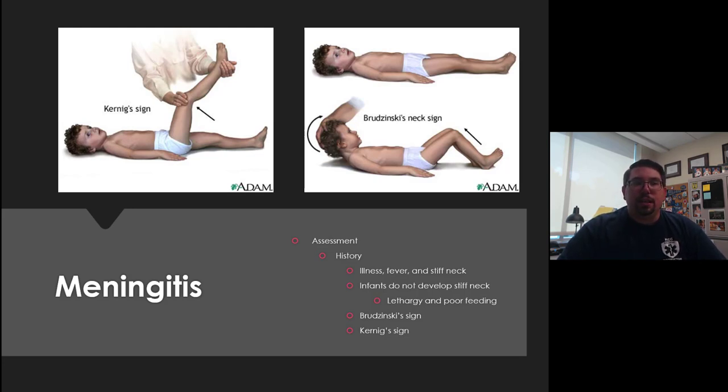Both Kernig's and Brudzinski signs are really good examples to utilize when trying to determine if meningitis is present. Again, the Brudzinski sign is neck stiffness causes the hips and knees to flex when the neck is flexed, and the Kernig sign is the hamstring stiffness that you would feel, or the inability to straighten the leg when the hip is flexed at 90 degrees.